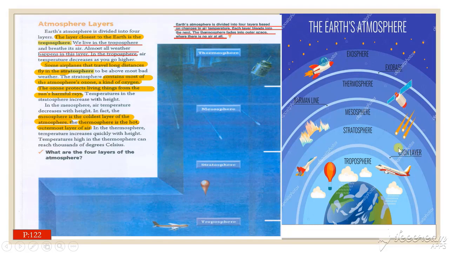Do you remember this question about ozone? How does the ozone protect living things? You can say, the ozone protects living things from the sun's harmful rays. Please try to pay attention to this point, it's very important. The ozone protects living things from the sun's harmful rays. Temperature in the stratosphere increases with height.